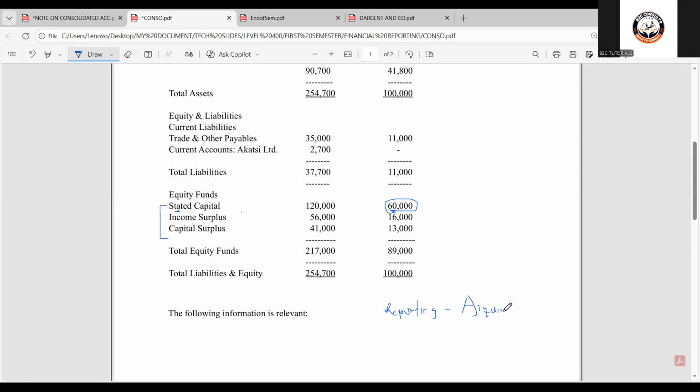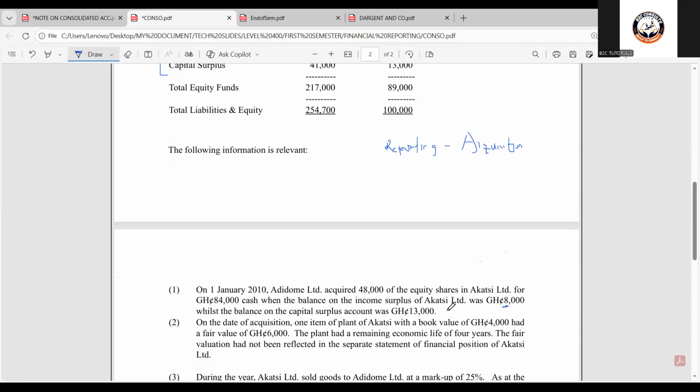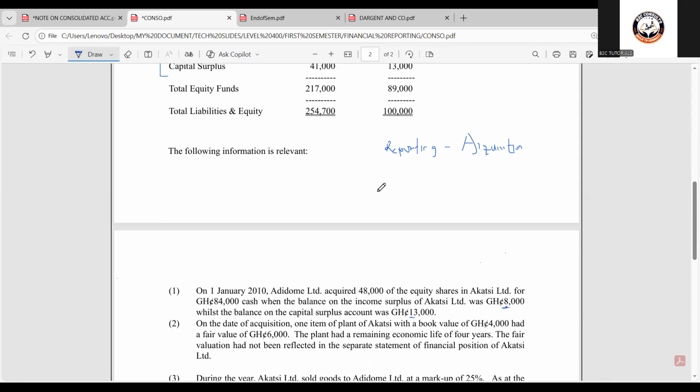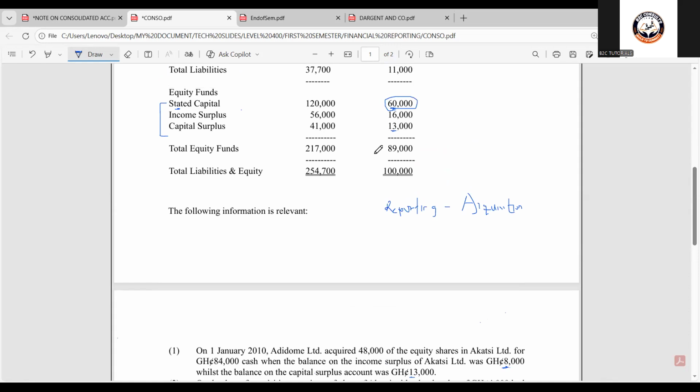I am saying this because some of us will do it and ask me why they have a negative. This is how it's going to work: the figure you see under reporting minus the acquisition. If you get a negative answer on your calculator, you put the whole negative there under the post-acquisition profit. So this one has income surplus and it has capital surplus. Capital surplus at the acquisition is 13, then at the year end is also 13. So under capital surplus, we have 0.